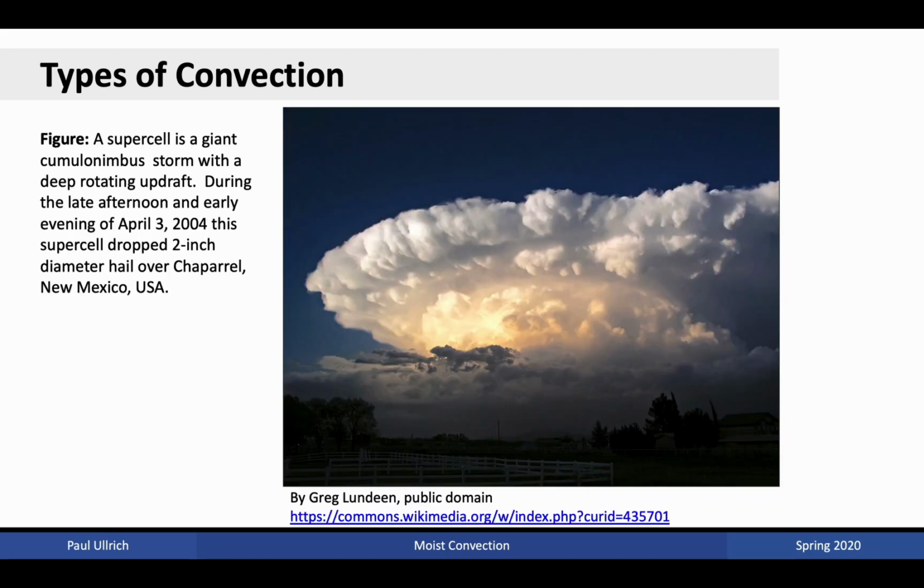Here's an example of a supercell, which is a giant cumulonimbus storm that is associated with a deep rotating updraft. These storms are notorious for producing tornadoes and hail over the Midwest and the Great Plains. On April 3, 2004, this particular supercell ended up dropping 2-inch diameter hail over Chaparral, New Mexico in the US.